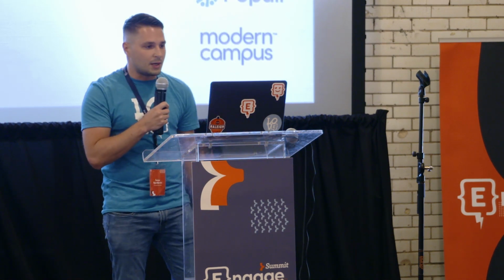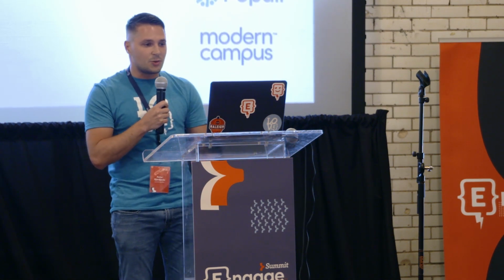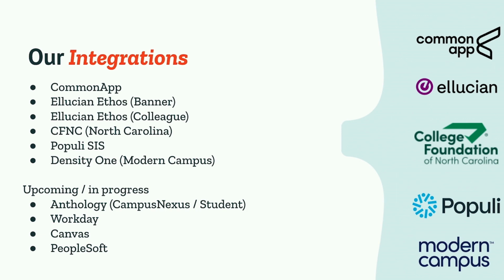To highlight, we did a Common App integration. Common App actually has, and I'll not go into deep detail, my coworker will go more into that, but I'll just mention that we did a Common App. We did the Ellucian Ethos for Banner and Colleague. There's a CFNC, Populi, and then Destiny One. All of them are really interesting, and we will give you the details.